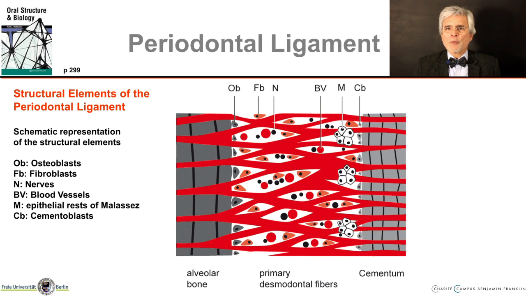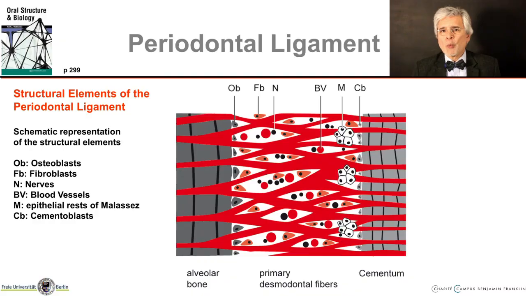The fiber network shows in red. It is referred to as primary fibers. There are also secondary fibers which are loose and not so well bundled, and they run freely in space, weaving around the vessels and the nerves. The desmodontal fibers are produced by the fibroblasts labeled FB in the diagram, and I have symbolized the nerves with black dots, blood vessels with red.